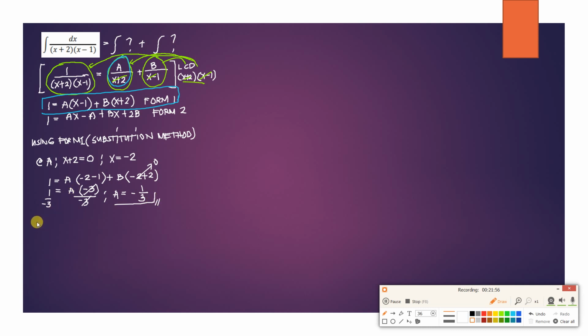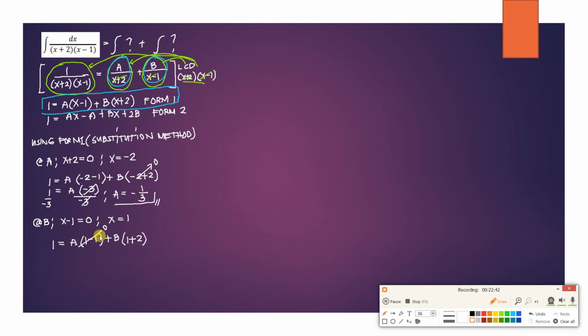Okay, at b naman, dito tingin, okay, meron naman tayong x minus 1. So, equating it to 0, we have x equals to positive 1. So, by substitution or substituting it using method 1 or form 1, we have 1 equals a times x minus 1 or 1 minus 1 plus b times 1 plus 2. Okay, sana nakakasunod, no?